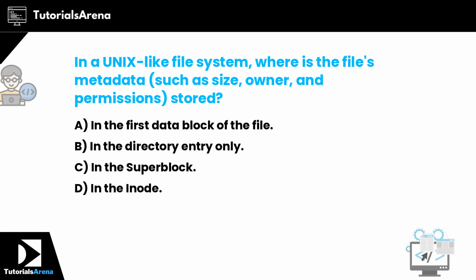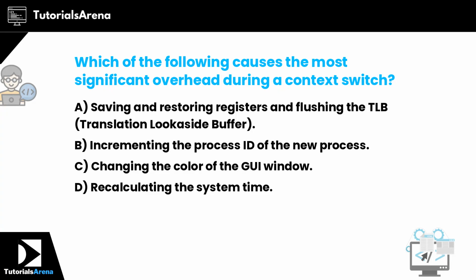In a Unix-like file system, where is the file's metadata, such as size, owner, and permissions, stored? The correct answer is option D. In the inode. Which of the following causes the most significant overhead during a context switch?